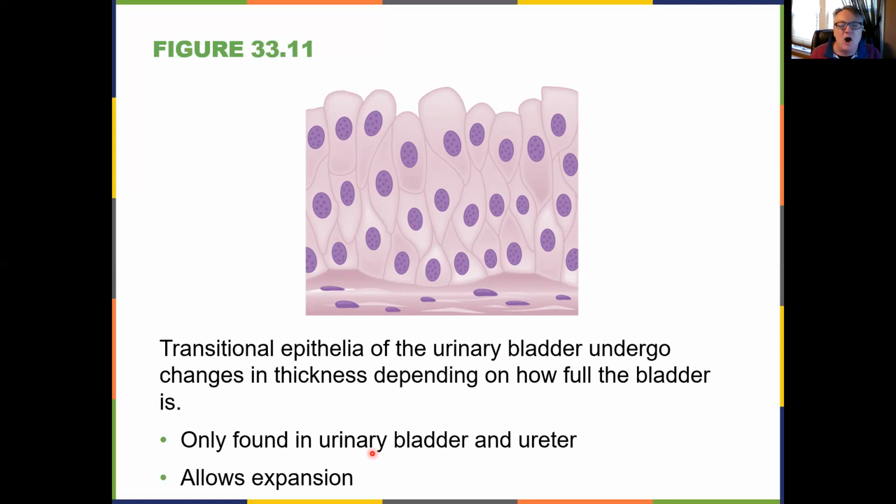So you're going to find it only in the urinary bladder and the ureter that's going to be carrying urine from the kidneys to the bladder. That's the only place you're going to see it. So that's kind of important to keep track of, because anytime you see a unique feature like this, that's pretty easy to mark that down in your memory and say, okay, that's something that's really different.